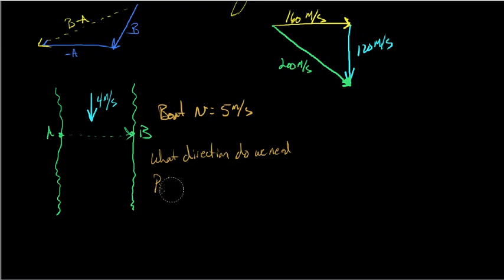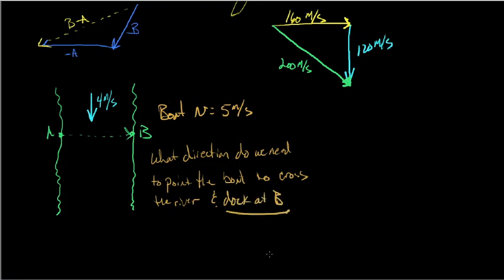In what direction do we need to point the boat to cross the river and land and dock at B? Okay, so this is the tricky part.